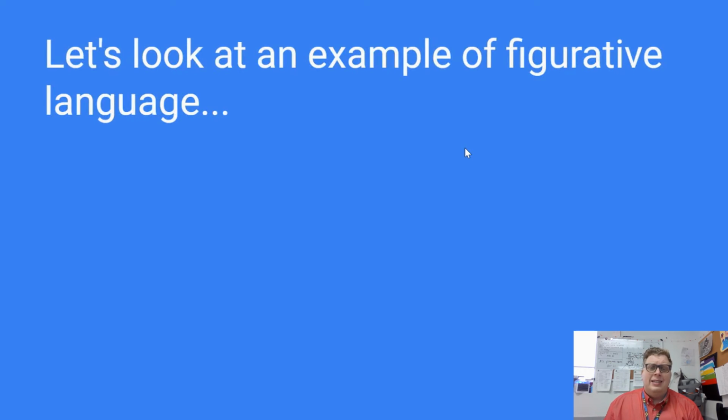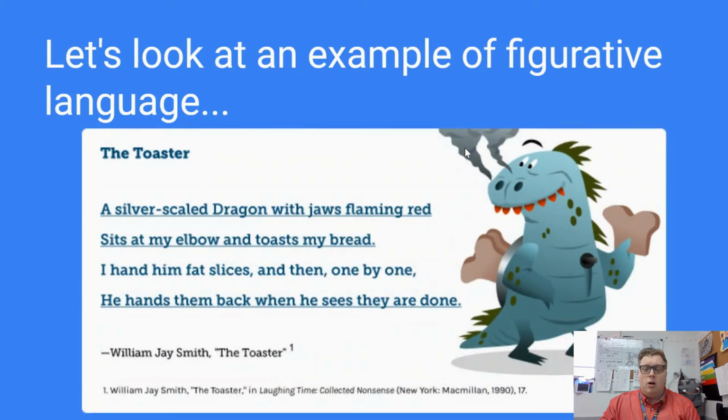So anyway, let's take a look at an example of figurative language. This is a poem by William J. Smith called The Toaster. Can you find all of the examples of figurative language? I underlined a few of these lines. Some of them contain figurative language, some of them may not. See if you can figure out which lines contain what figurative language.